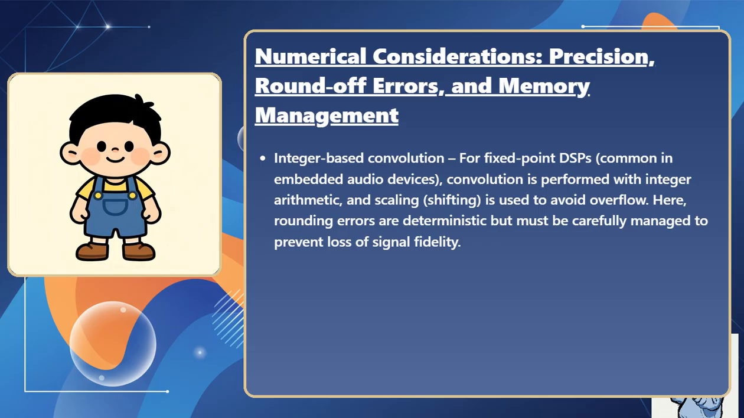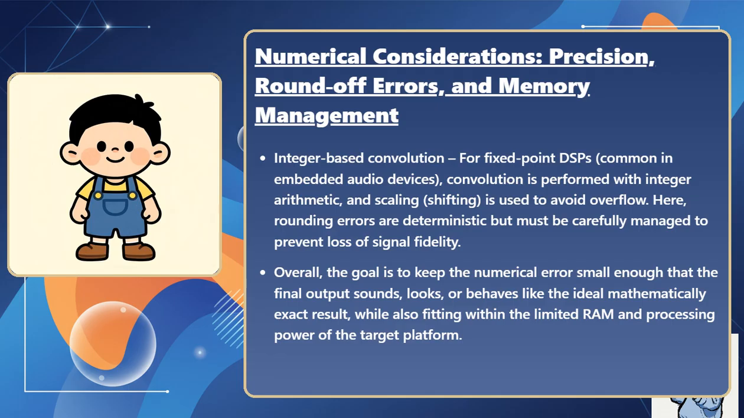Integer-based convolution, for fixed-point DSPs common in embedded audio devices. Convolution is performed with integer arithmetic, and scaling shifting is used to avoid overflow. Here, rounding errors are deterministic, but must be carefully managed to prevent loss of signal fidelity. Overall, the goal is to keep the numerical error small enough that the final output sounds, looks, or behaves like the ideal mathematically exact result, while also fitting within the limited RAM and processing power of the target platform.